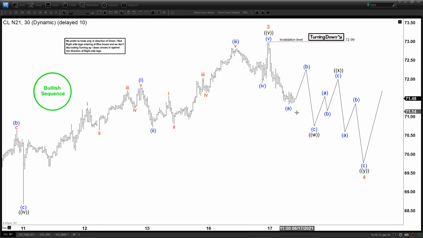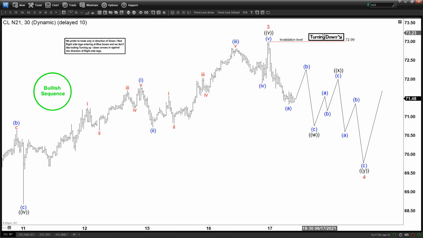4. Now of course the structure of the pullback can be in either WXY, or it can be in a bigger 1 2 3 4 5 ending A. It could be a 5 3 5 as well. But bottom line is we are calling for a correction already in progress right now within the wave 4 before it rallies again one more time within the wave 5.